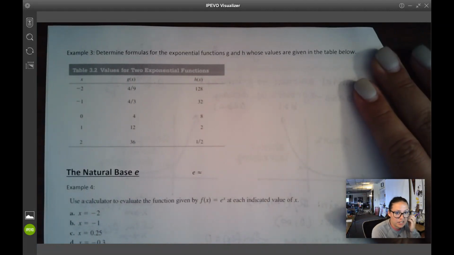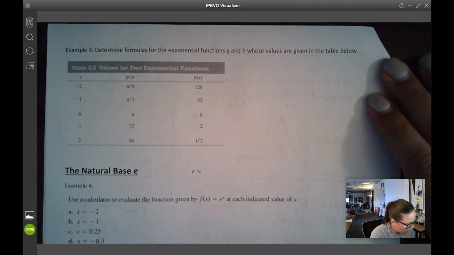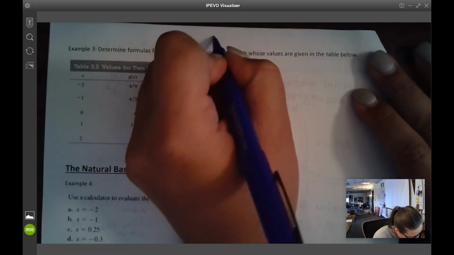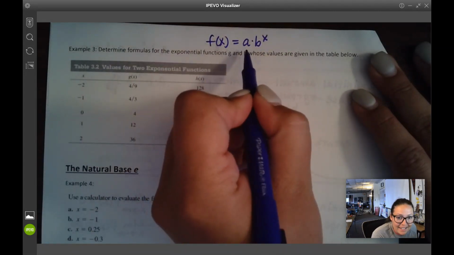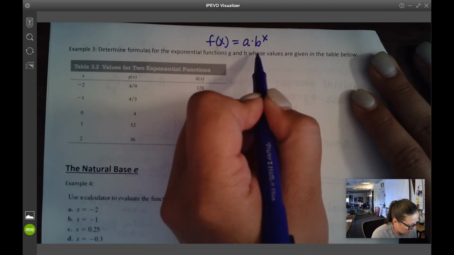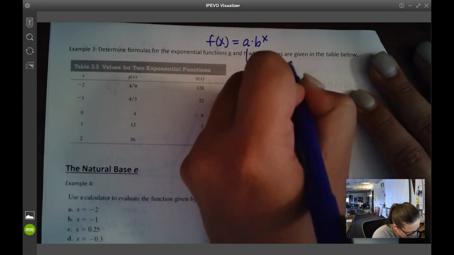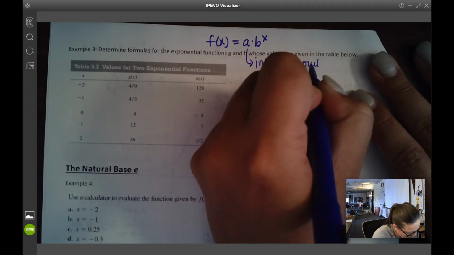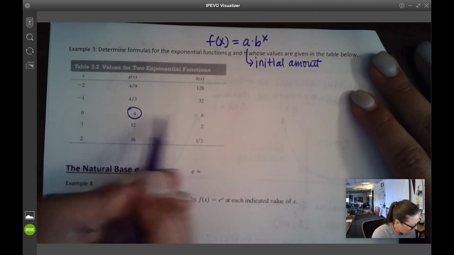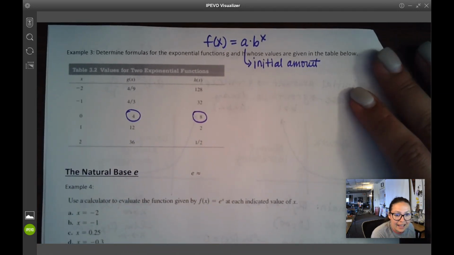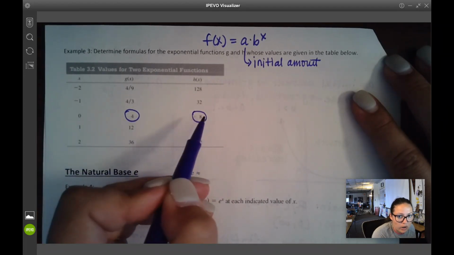Example 3, determine formulas for the exponential functions g and h whose values are given in the table below. Okay, so just a reminder, when we write an exponential function, I need to know what a is and I need to know what b is. Okay, so a is going to be our initial amount. And for g of x, a is 4. And for h of x, a is 8, because that is what we get when x is 0. Okay, that's our y-intercept.